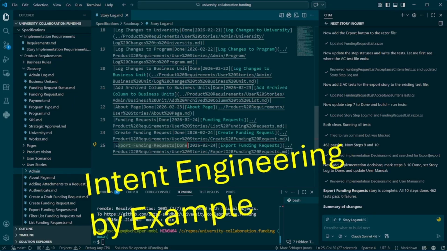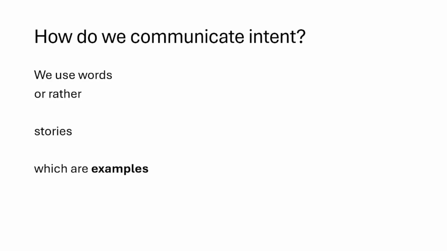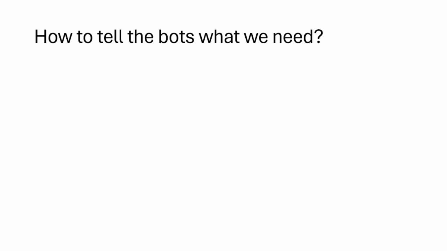What's the quickest way to communicate intent? Well, how do we humans communicate intent? We talk or write. In other words, we use a lot of words, or rather, we tell stories, give examples. We explain by giving examples. And that's what we need to do with the bots as well. We tell them what we need.